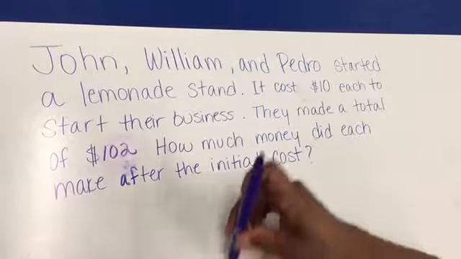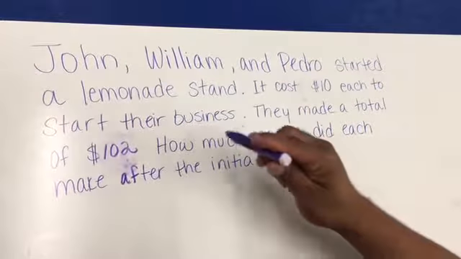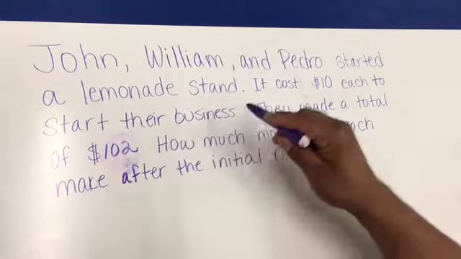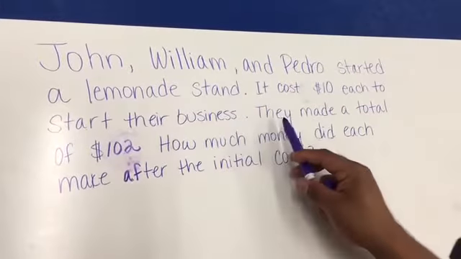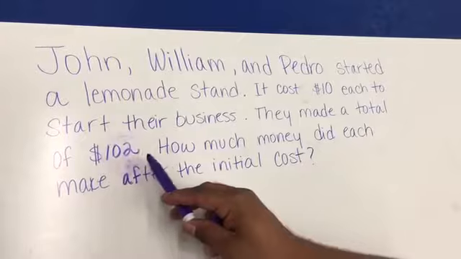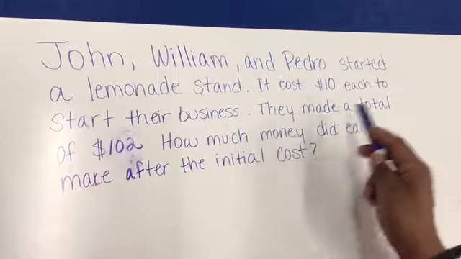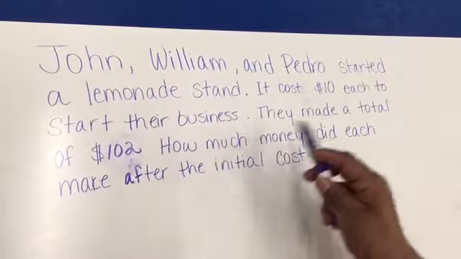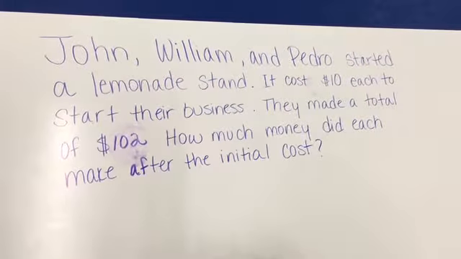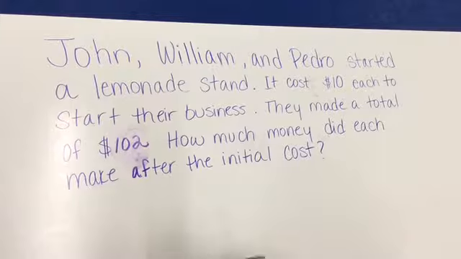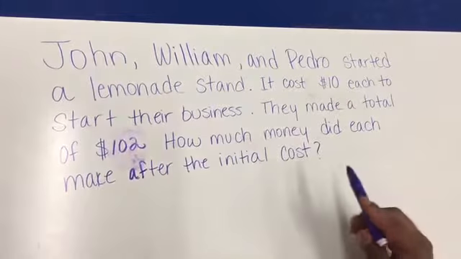Okay. John, William, and Pedro started a lemonade stand. It cost $10 each to start their business. They made a total of $102. How much money did each make after their initial cost? First thing we have to do is find out our data. I like to start from the top to the bottom.